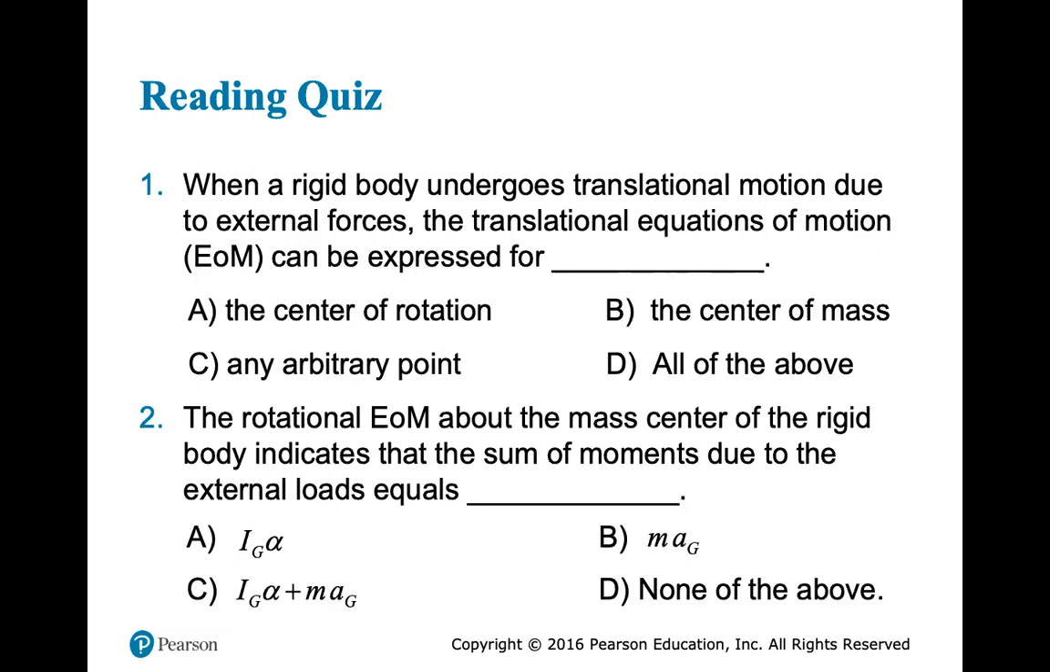The rotational equation of motion about the center of mass of a rigid body indicates that the sum of moments due to the external loads equals: A, I alpha; B, m a; C, a combination; or D? Well, if you've done the reading, you'll know the answer is A, and I hope to explain why that is today.